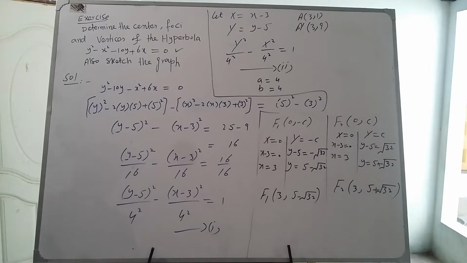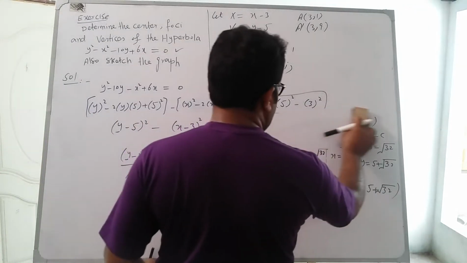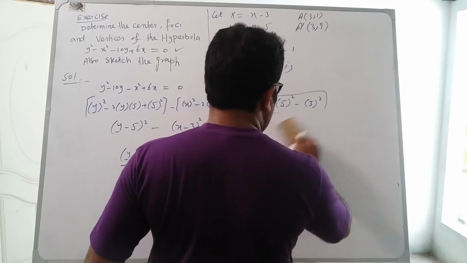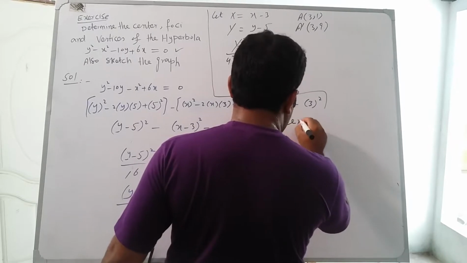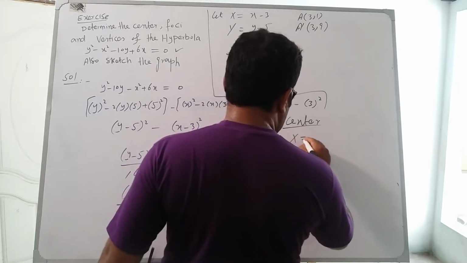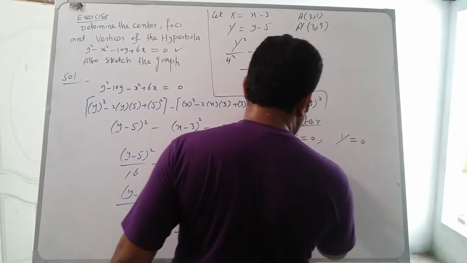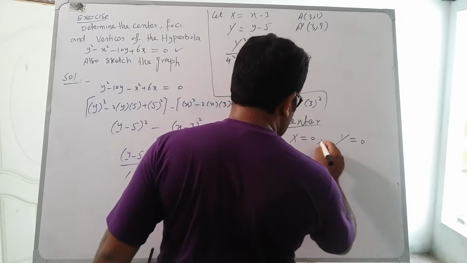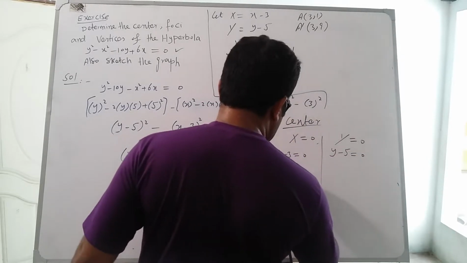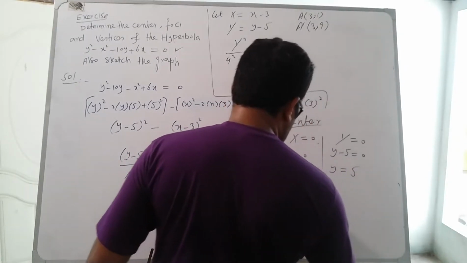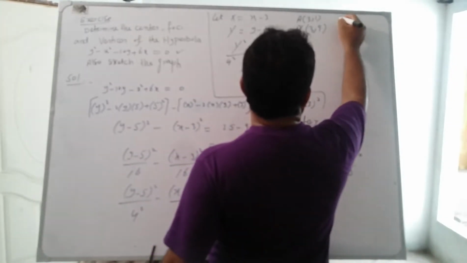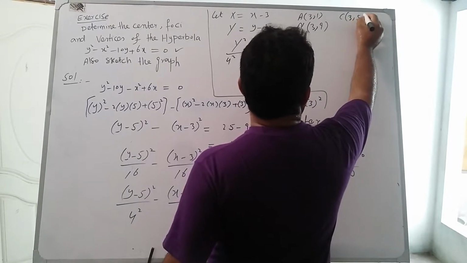Okay dear, now we find the center. To find the center, put x is equal to 0 and y is equal to 0. X means x minus 3 is equal to 0 and y means y minus 5 is equal to 0. Here x is equal to 3 and y is equal to 5. So our center is (3, 5). I am writing C over here, (3, 5). Okay.